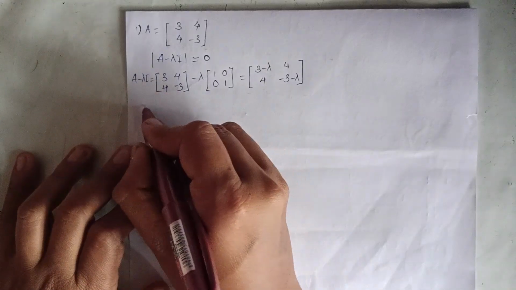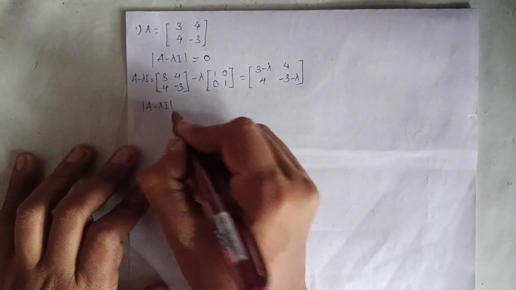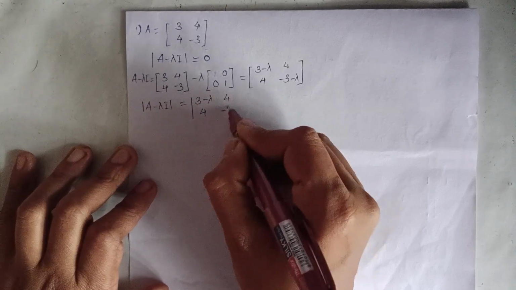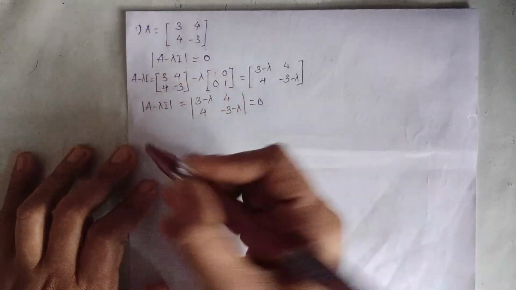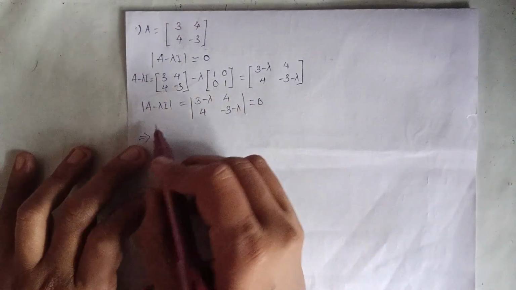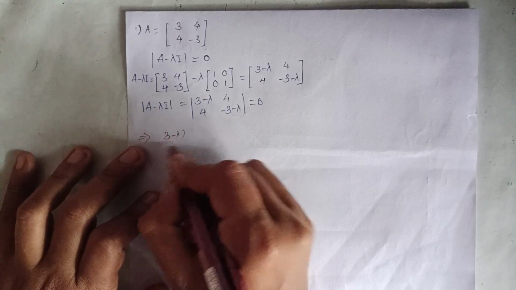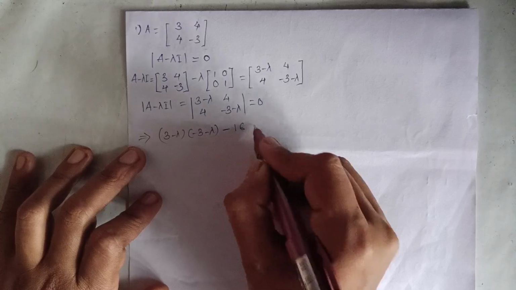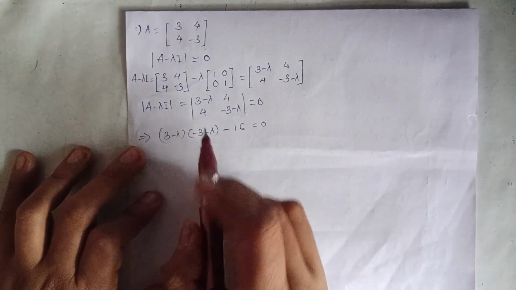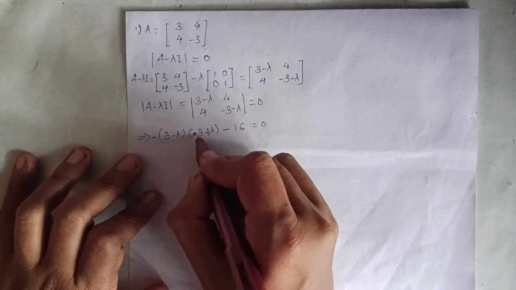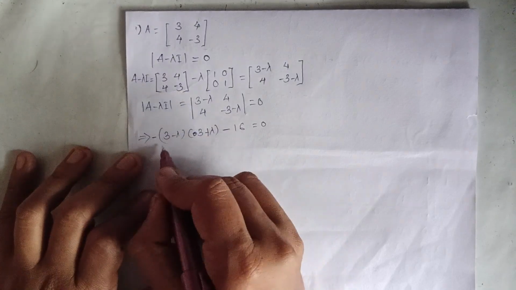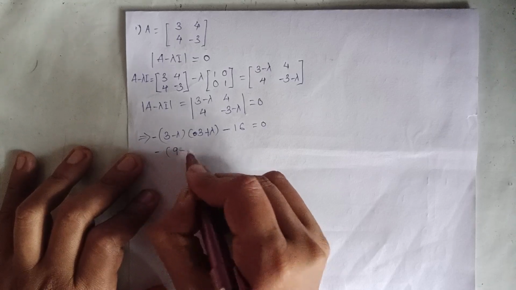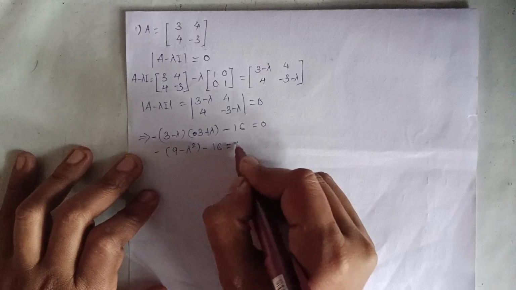Okay, so the determinant of this, that is A minus lambda I, you have to put equal to 0. So the equation becomes 3 minus lambda into minus 3 minus lambda minus 16 equal to 0. So this minus you can take outside. So this will be 3 minus lambda, 3 plus lambda. So this is a minus b, a plus b. So you'll get 3 square 9 minus lambda square minus 16 equal to 0.